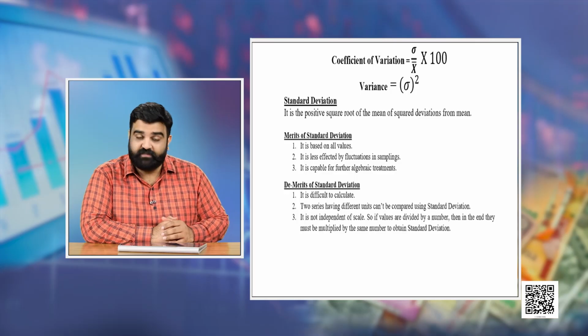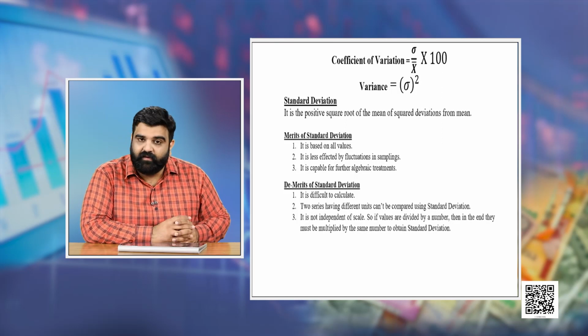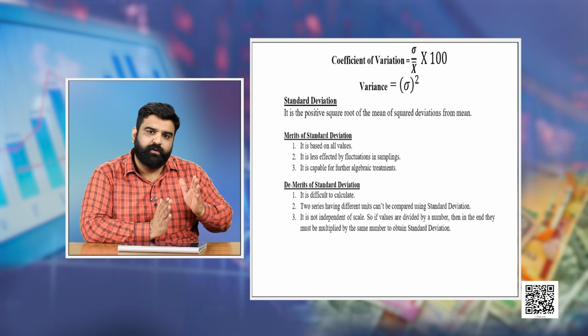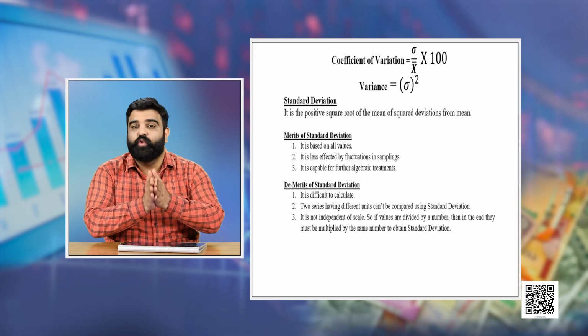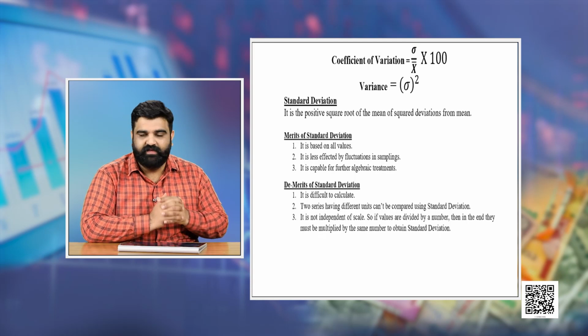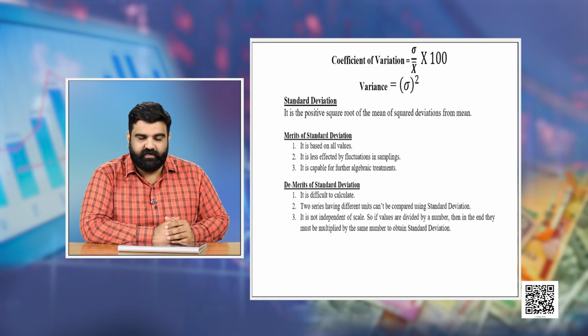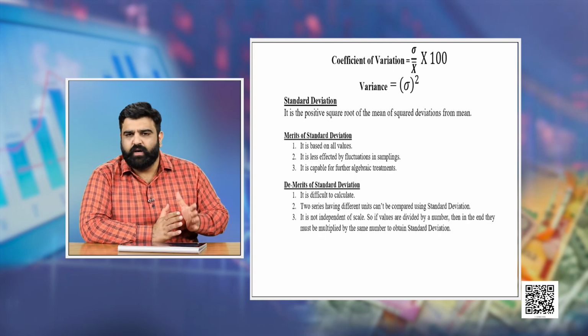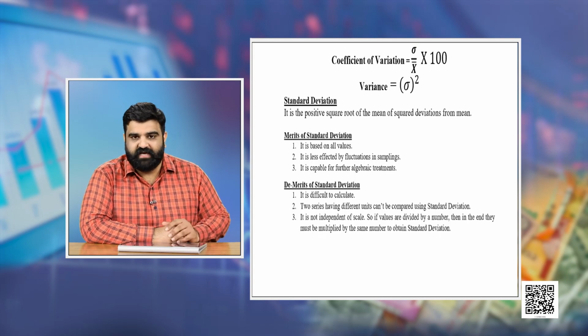We have some merits of standard deviation. First, it is based on all values, because the mean is calculated while calculating standard deviation. Because the mean includes all the values, standard deviation also includes all the values. The second merit is that it is less affected by fluctuations in sampling, because it includes all the items.